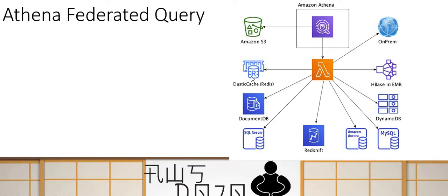So if you are using any of these data sources in the backend, then you can simply use one of the existing Lambda connectors and simply configure it and make it work for you.